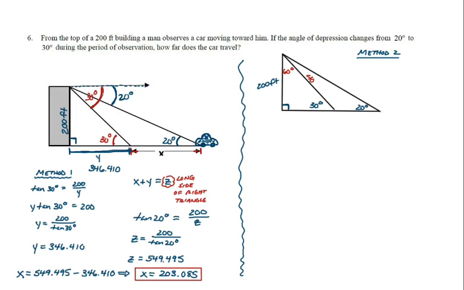So if I have a 30, 60, 90 triangle, the side opposite the 30 degree angle, which is the height of the building, is the smallest leg. What that means is the hypotenuse should be 2 times the length of the small leg. So what I can say without really doing any math is the hypotenuse in this triangle should be 400. And that's just because if I have a 30, 60, 90 triangle, the hypotenuse is twice the side opposite the 30 degree angle.